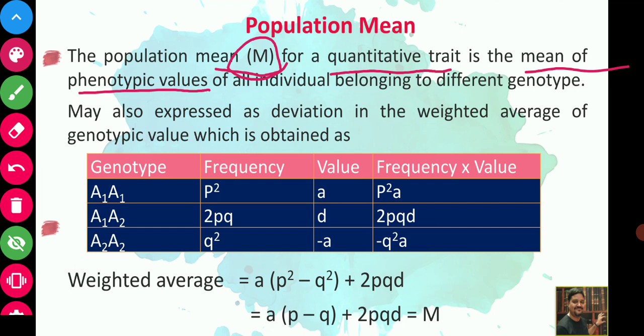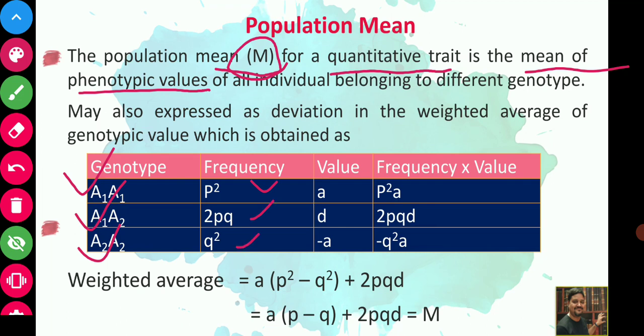So now you want to find out the mean. You have already studied the weighted mean. When you are trying to find the population mean, you have to find the weighted mean, because there are different gene frequencies for different genotypes. So as per frequency, you have to find out the weighted mean. Here you just see, there are 3 genotypes: A1A1, A1A2, and A2A2. And what are the gene frequencies? p square, 2pq, q square.